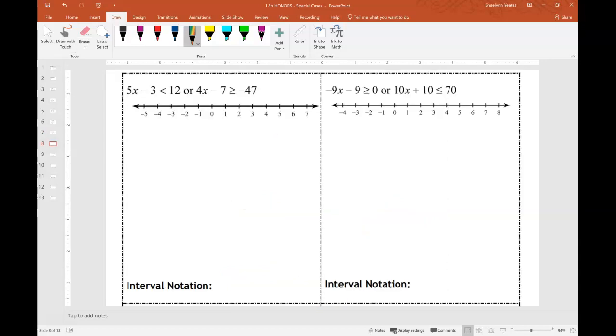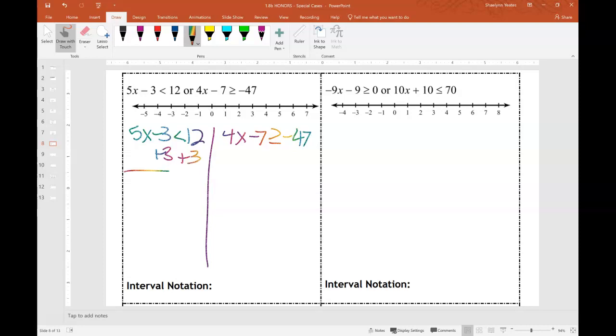Alright, so let's practice a couple and see if we can determine what kind of answer it is. So first off, this first one is an "or". So I'm going to do it in the rainbow pen, because everywhere the rainbow pen touches is part of the answer. So here we have 5x minus 3 is less than 12. The other equation we have is 4x minus 7 is greater than or equal to negative 47. Alright, so on the left side we're going to add 3 to both sides. And we end up with 5x is less than 15. So now we're going to divide both sides by 5. And x is less than 3.